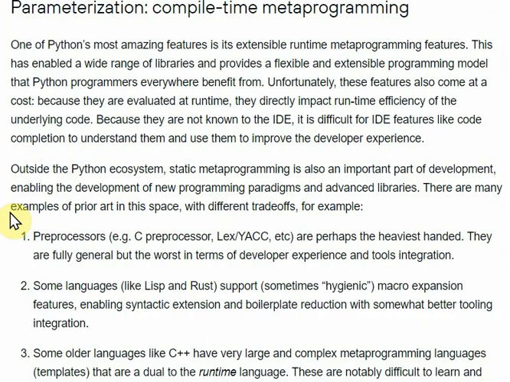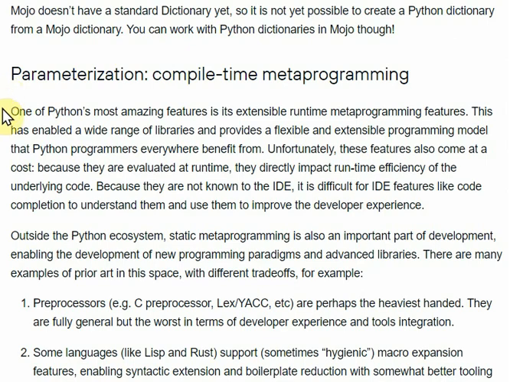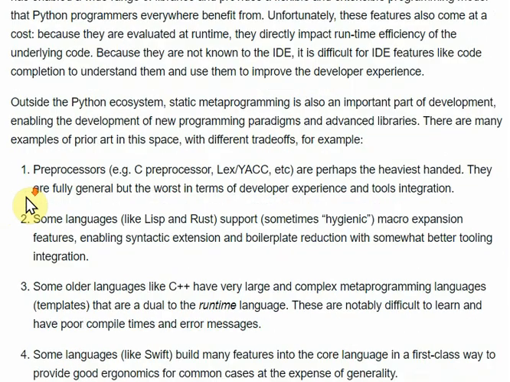Parameterization. Compile time metaprogramming. One of Python's most amazing features is its extensible runtime metaprogramming features. This has enabled a wide range of libraries and provides a flexible and extensible programming model that Python programmers everywhere benefit from. Unfortunately, these features also come at a cost. Because they are evaluated at runtime, they directly impact runtime efficiency of the underlying code. Because they are not known to the IDE, it is difficult for IDE features like code completion to understand them and use them to improve the developer experience.